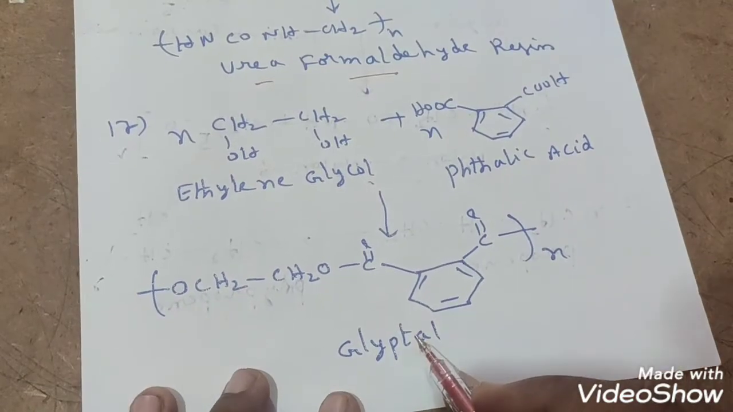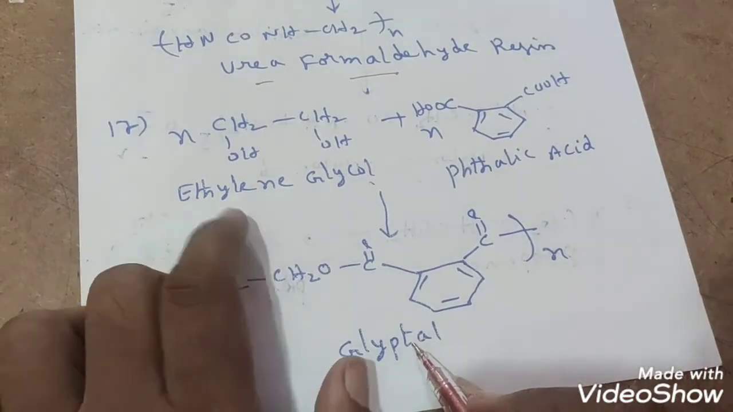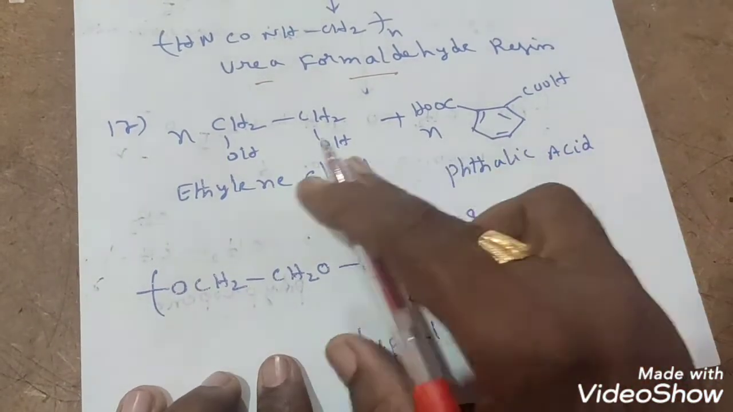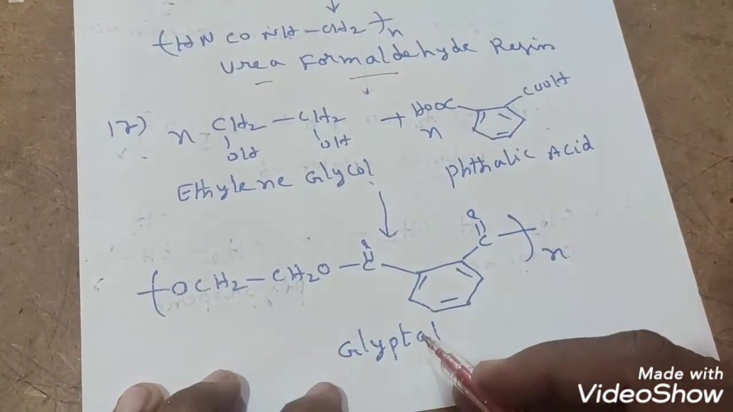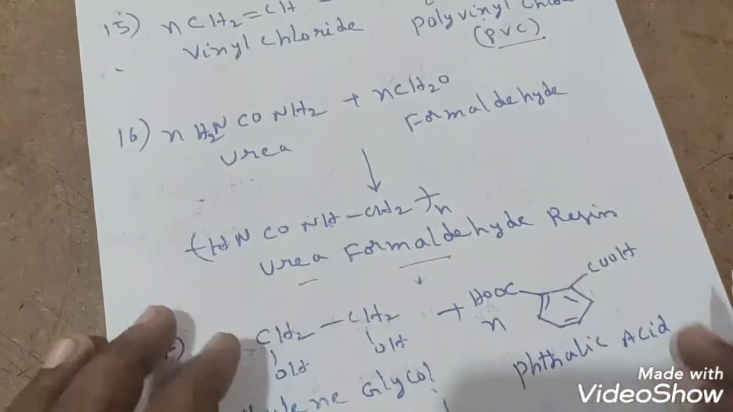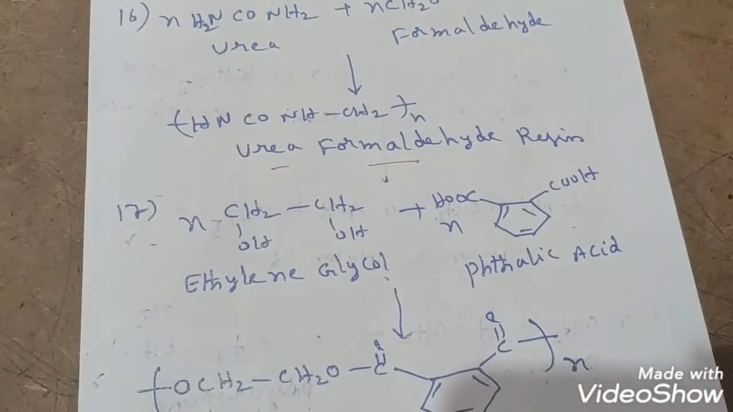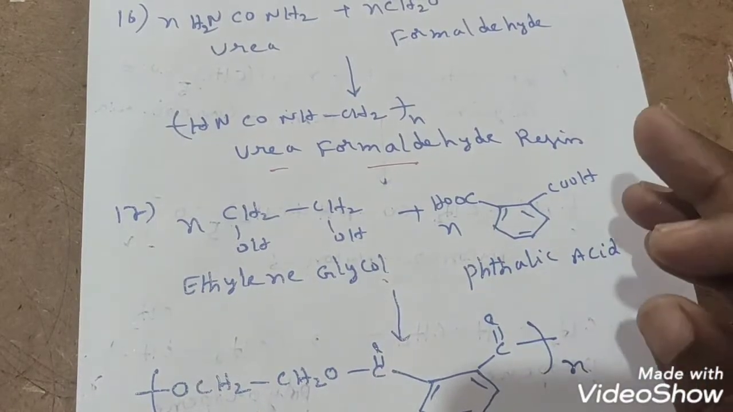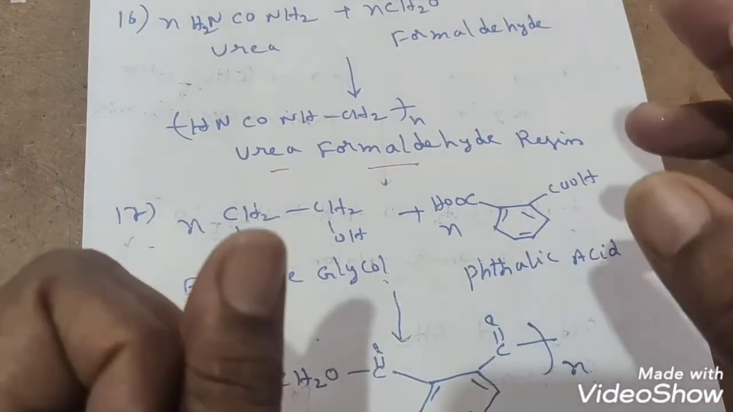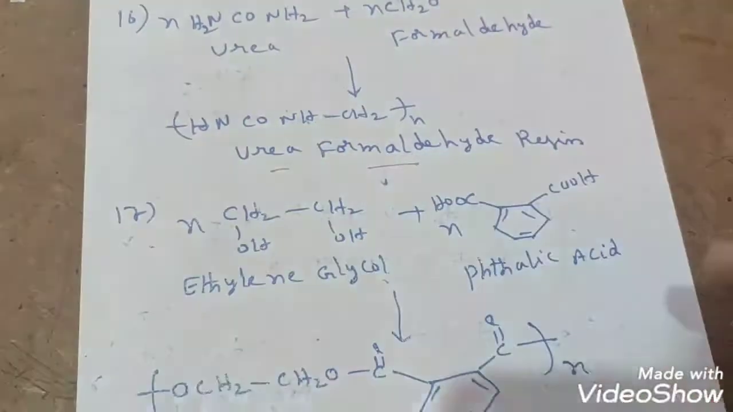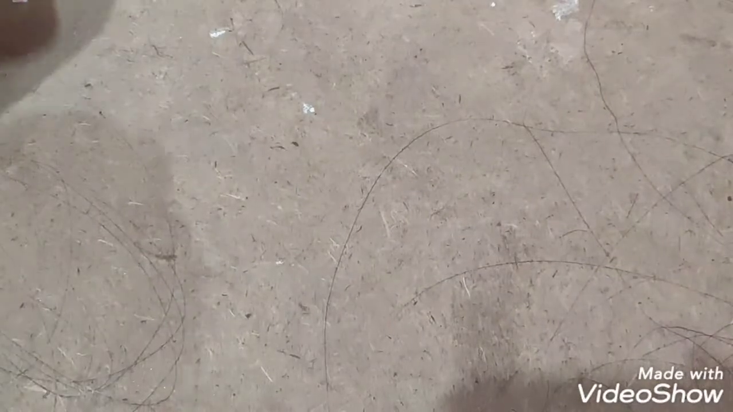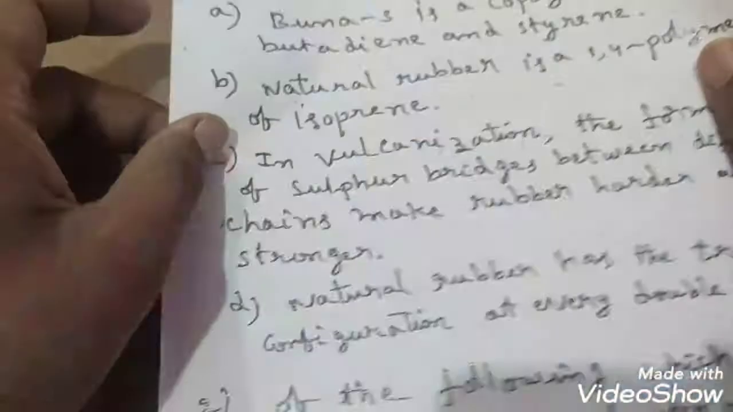And next one is glyptal. Glyptal came from ethylene glycol and phthalic acid. This is the formula of phthalic acid. After condensation, you will get this polymer structure of glyptal, students. So I have given all the structures, except bakelite and natural rubber. Those natural rubber and bakelite structures you can observe in the video, students. Based on this, we will now solve some numericals in this chapter.